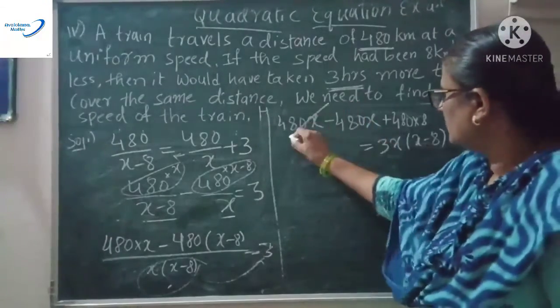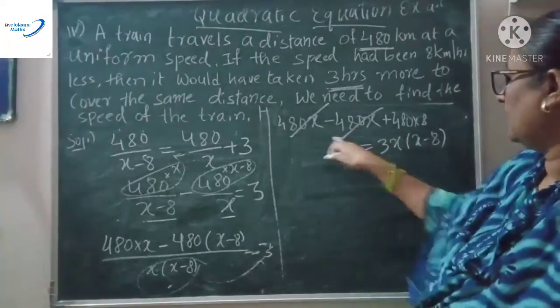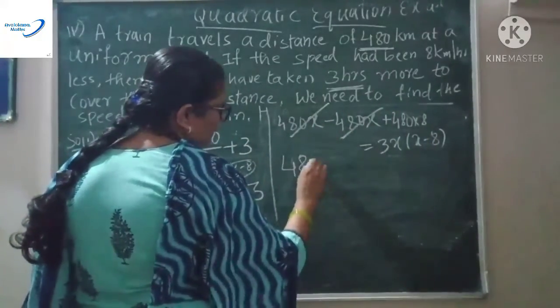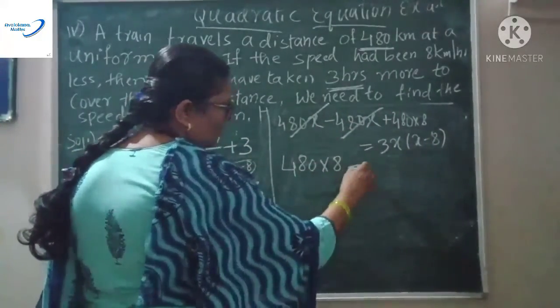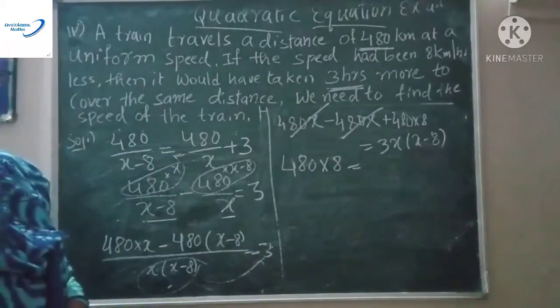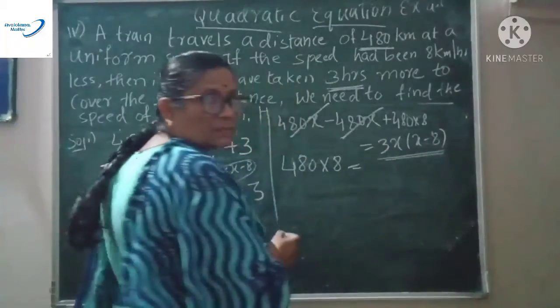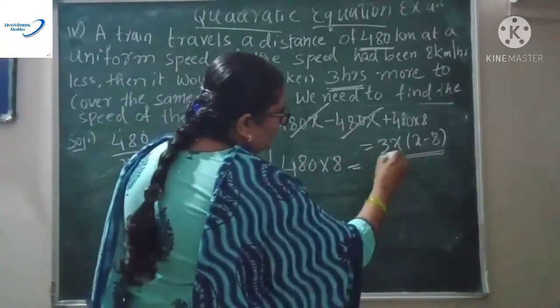Okay, now this is simple. The 480x terms get cancelled. So now you have 480 into 8. Go slowly, don't make a hurry. Don't solve the whole solution in a single line. Step by step you go. Now we multiply this. As I explained in the previous example, 3x into x.